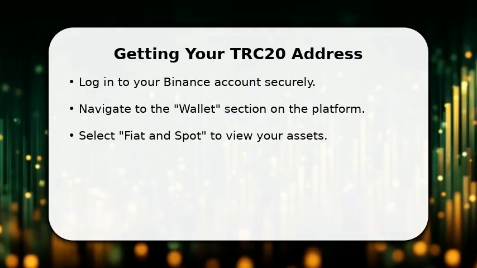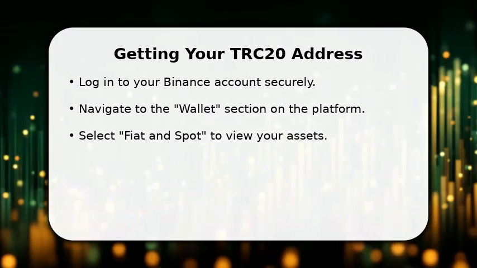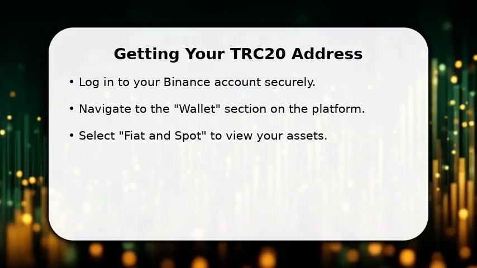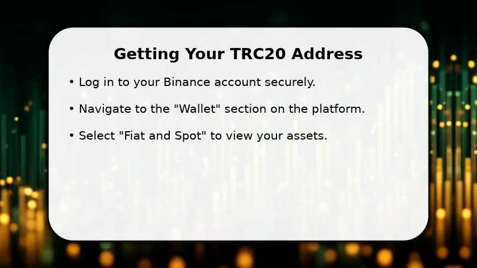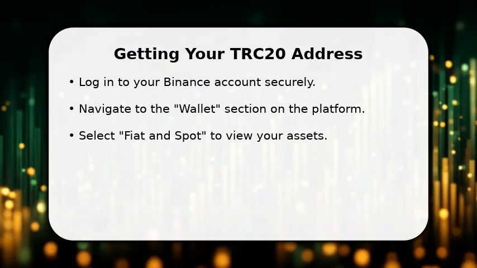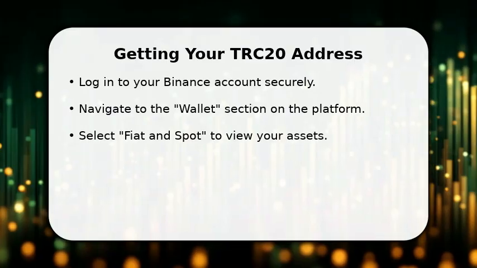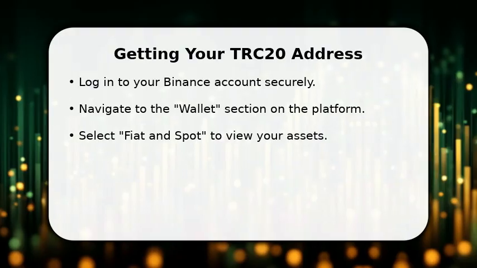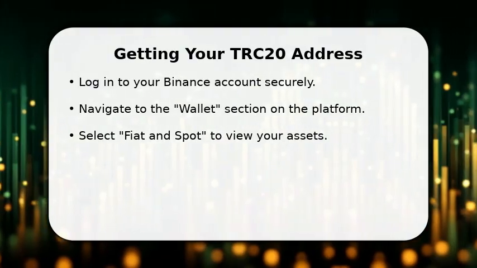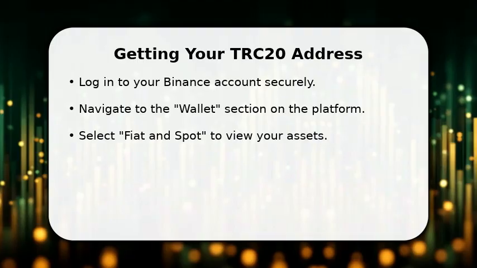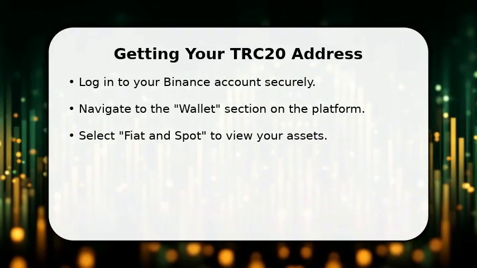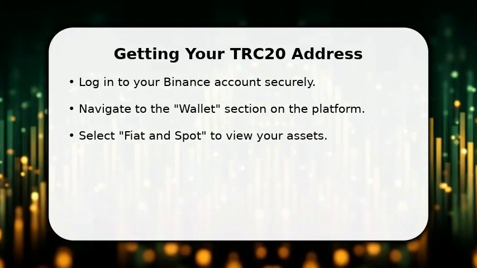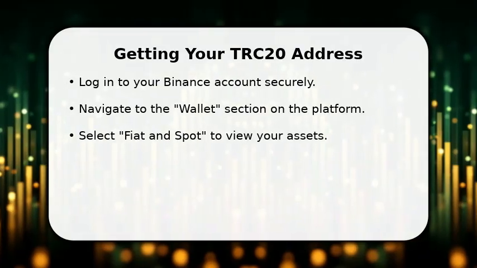In this video, I will show you how to get your Binance TRC20 address. First, ensure you are logged into your Binance account. Once logged in, locate and click on the wallet option, usually found in the top navigation bar. From the drop-down menu, select Fiat and Spot to access your main asset overview. This is where you'll manage your cryptocurrency deposits and withdrawals. It's a straightforward process to begin.